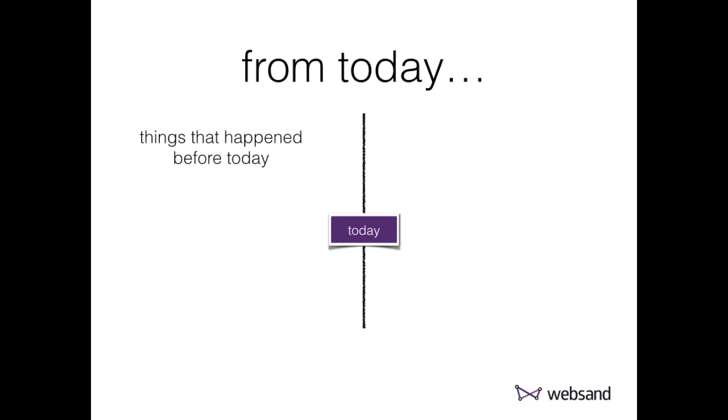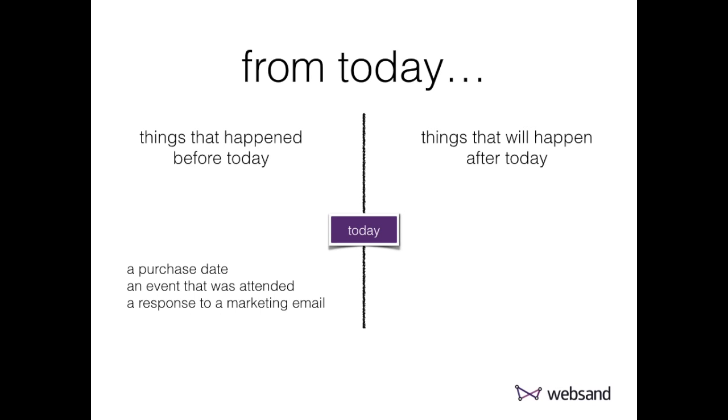If we're looking at this from a business perspective, this could be a purchase date, so the time that a person or a company bought something. Could be an event that somebody attended or a specific point in time. Or it could be a response to a marketing email. Basically any kind of date-driven fields that you collect. Now also from today, things will happen in the future. So you may have a contract renewal date coming up. It could be an upcoming event, or you may want to drive some activity around somebody's birthday. Again, any date-driven field that you capture.